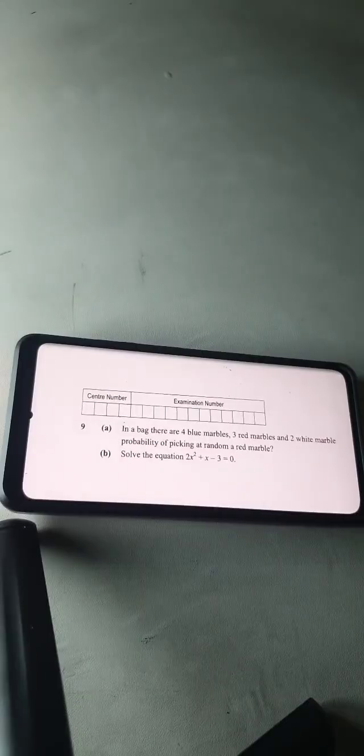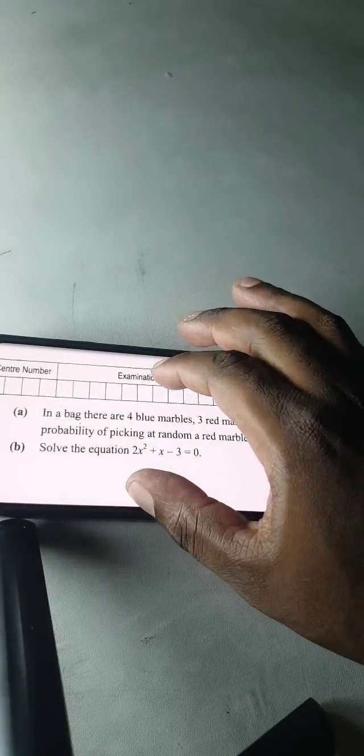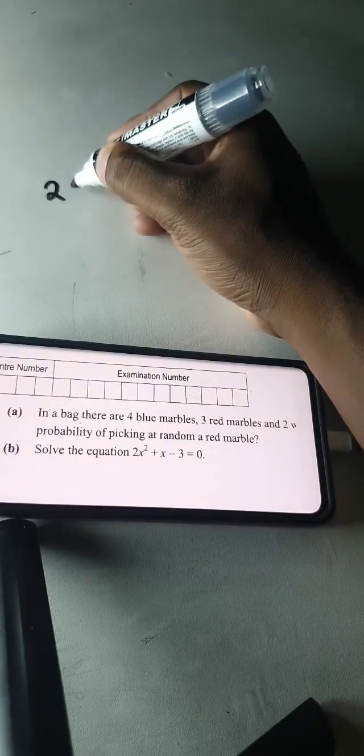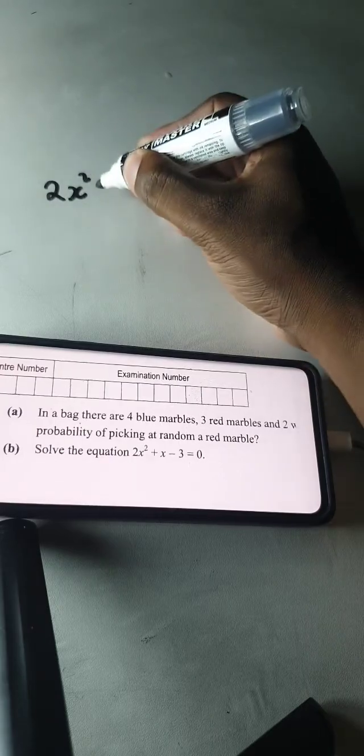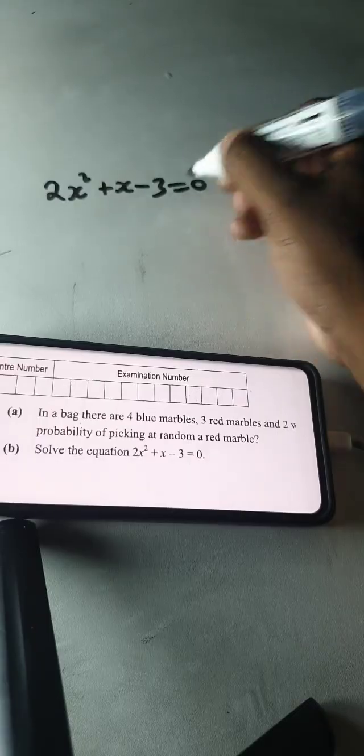So question number 9B. Oops, my chair is going down. Question number 9B is saying solve the equation. Then we have 2x squared plus x minus 3 equal to 0.